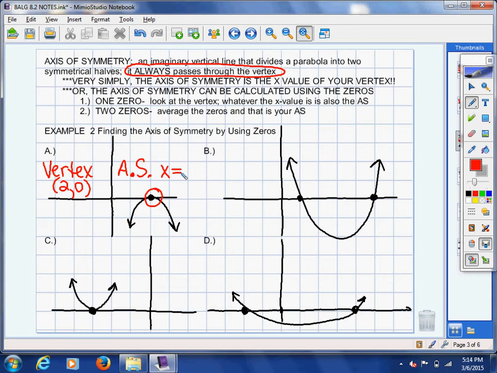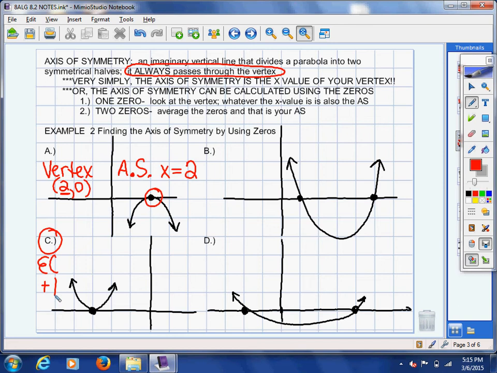And all you have to do is, if you know the x of your vertex, that number is also your axis of symmetry. Okay? So that's the relationship. If you know beyond a shadow of a doubt what your vertex is on your graph, then you automatically know that vertical line that runs through that vertex, your axis of symmetry, is the x of your vertex. Kind of rhymes, okay? So C is just like A. I'm going to leave this one for extra credit for you. Identify the axis of symmetry in letter C.